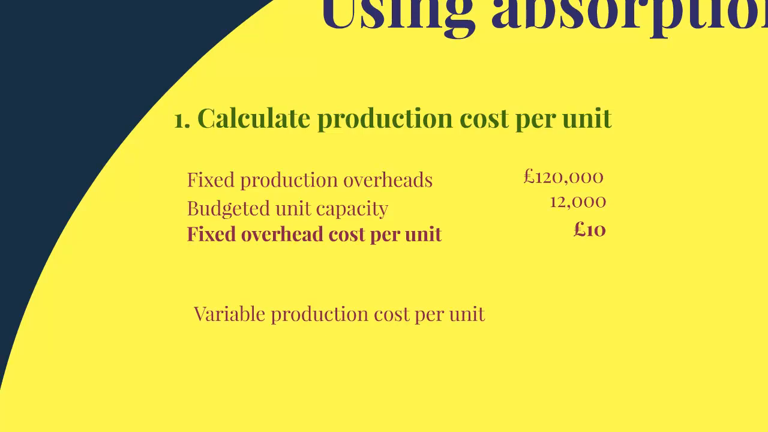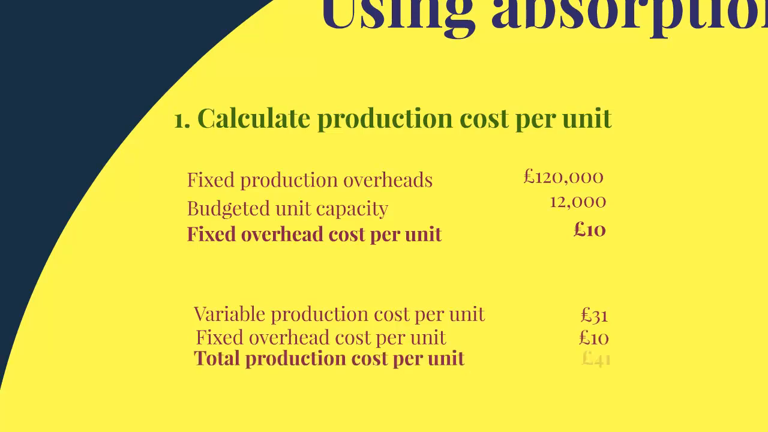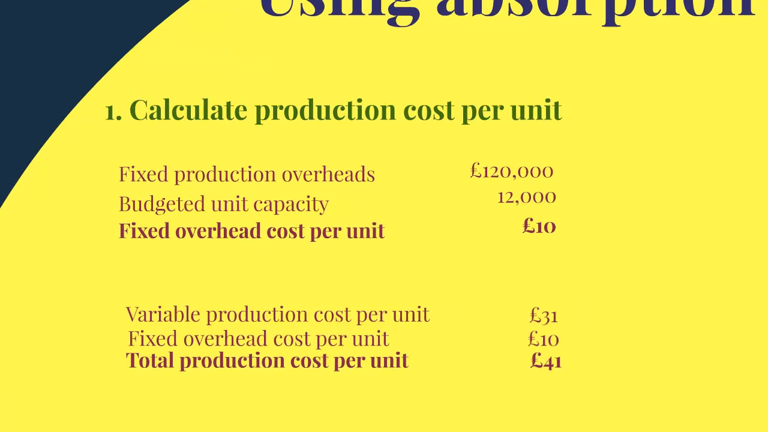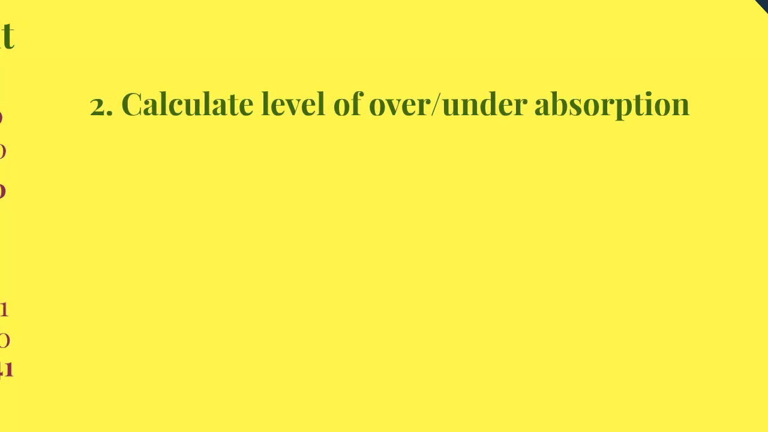And of course we know the variable cost per unit for direct material, direct wages and variable production cost per unit to be £31. So we need to add this £10 to that, giving us £41 per unit. So again, let's take a look at the over or under absorption.